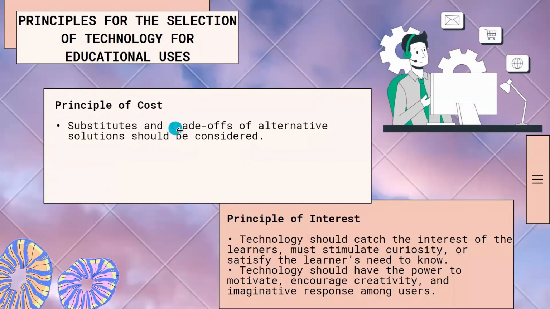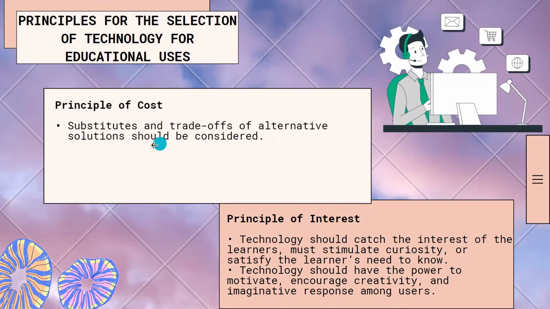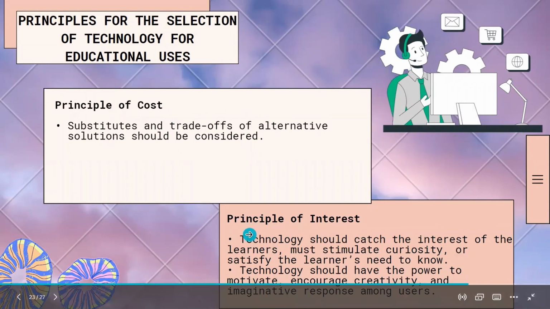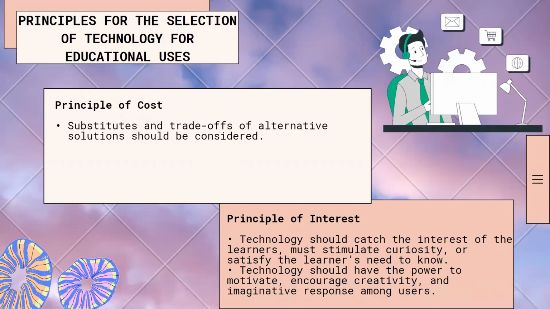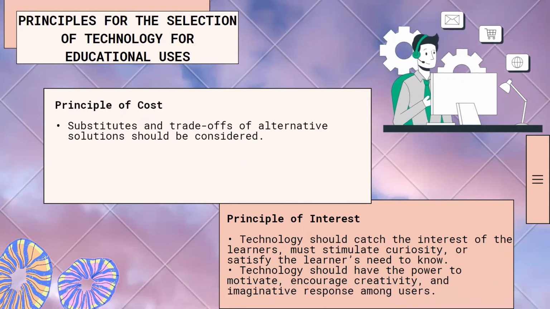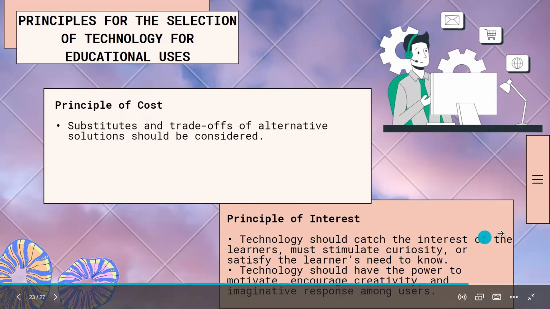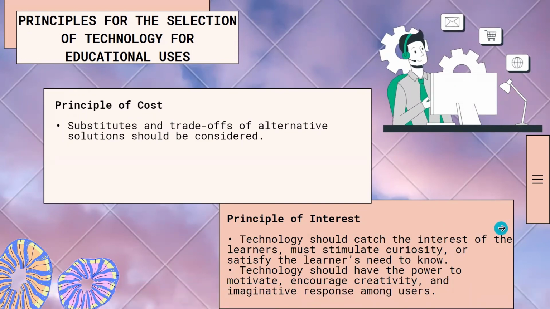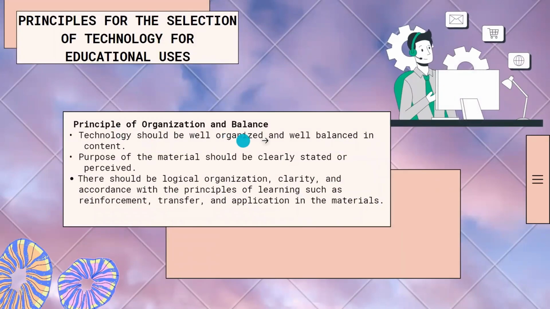In the principle of authenticity, the technology should present accurate, up-to-date, and dependable information. Next is the principle of cost. The substitutes and trade-offs of alternative solutions should also be considered. And for the principle of interest, the technology should catch the interest of the learners, must stimulate curiosity or satisfy the learner's need to know. And the technology should have the power to motivate and encourage creativity and imaginative response among users.